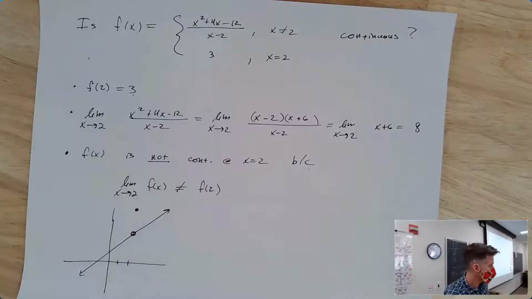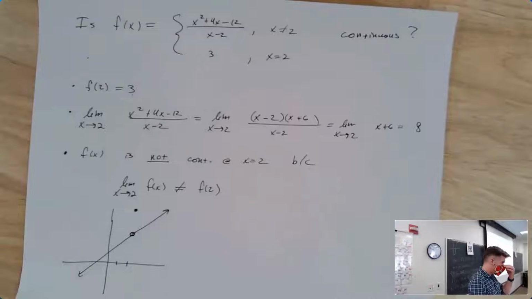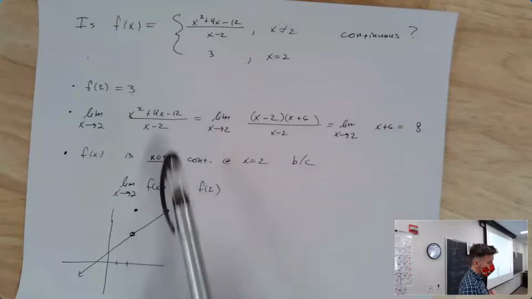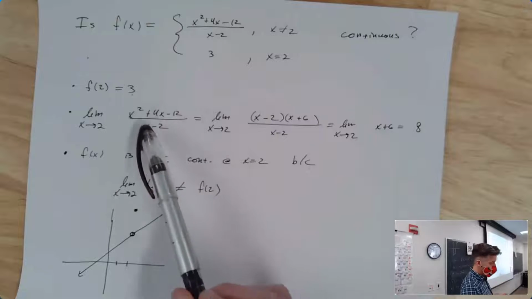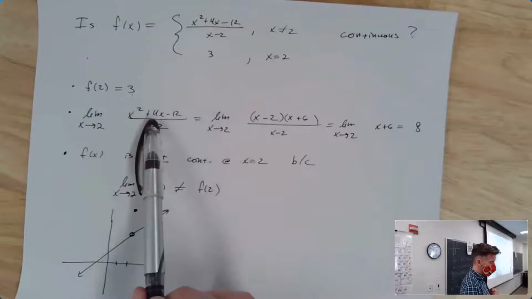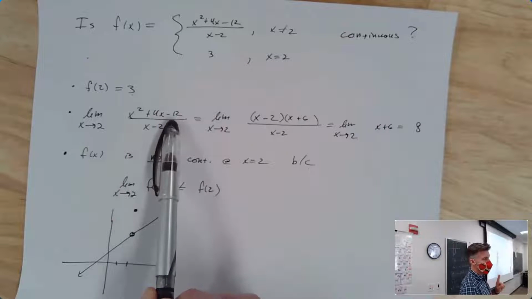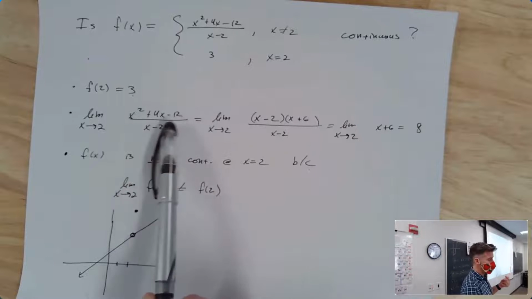Did you have a question? Yeah. How are you sure that one of the factors is x minus 2? Excellent question. I'm sure because when I plugged into the top, after I did it right, when I plug in 2 to the top, what do I get? 4 plus 8 minus 12 is, I think it's 0. 4 plus 8 is 12, 12 minus 12 is 0.